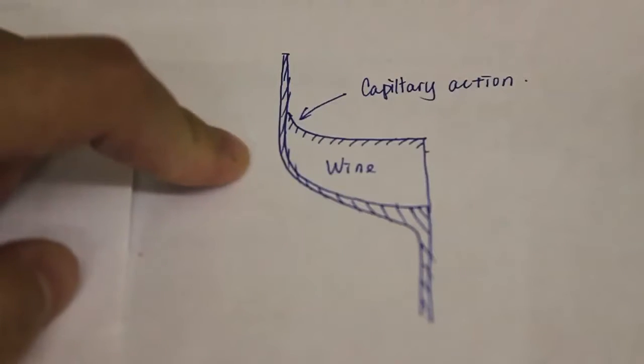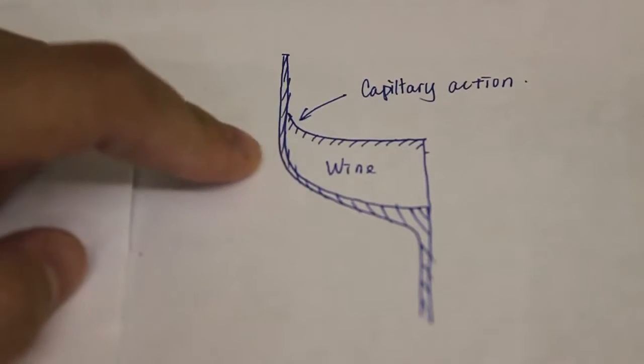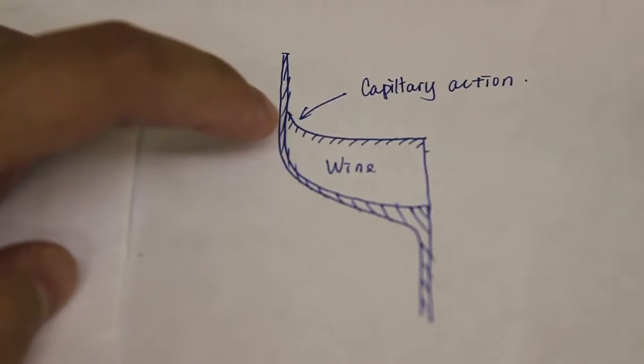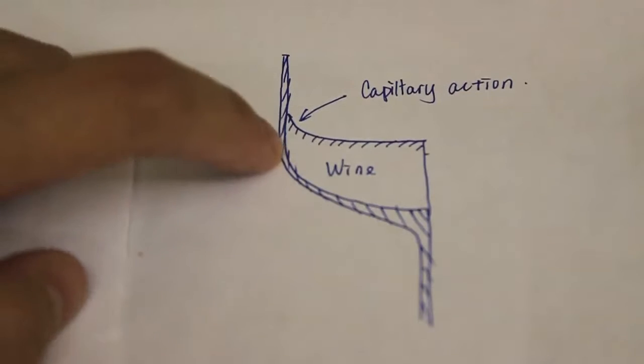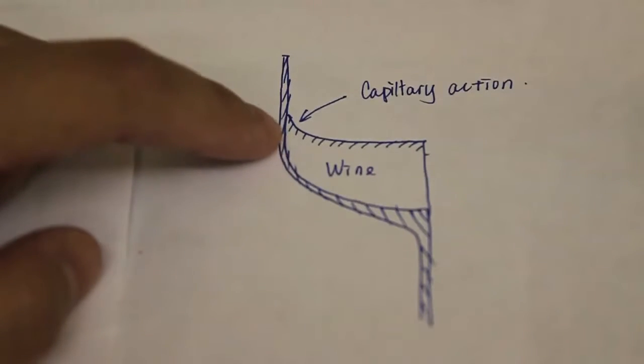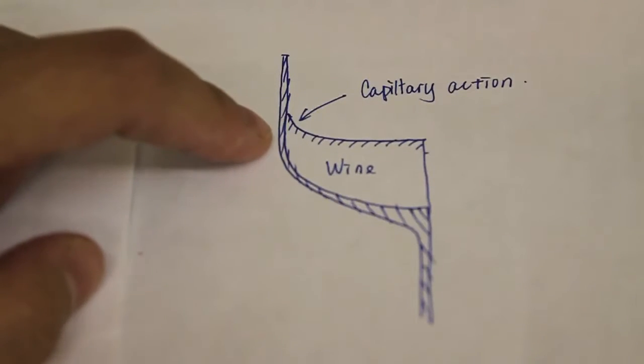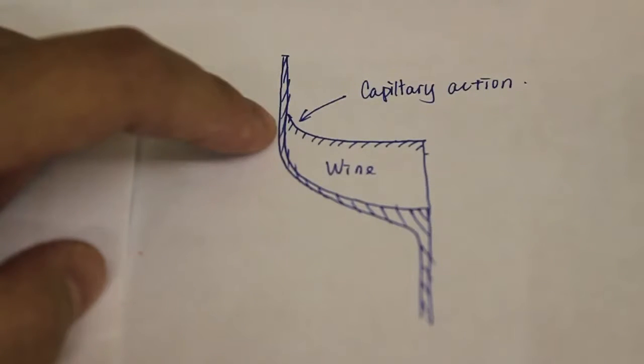How does the wine climb up the glass wall in the first place? It is because of capillary action. Does the wine form the same curve at the glass wall as water does? Well, the answer is probably no. So in this experiment, we need to figure out which has higher surface tension, water or alcohol.